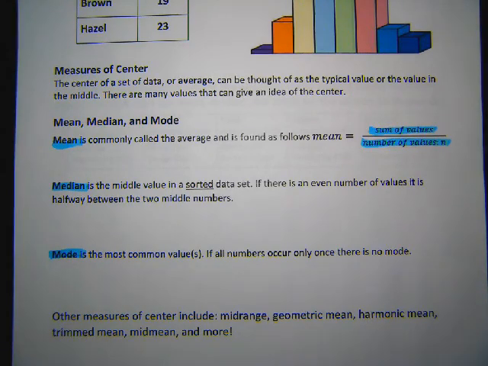It's also possible for you to have more than one number that shows up the most number of times. So maybe 5 shows up 10 times and 6 shows up 10 times. They both show up 10 times. And then 5 and 6 would both be your modes. So you could have more than one mode. You can have no mode.